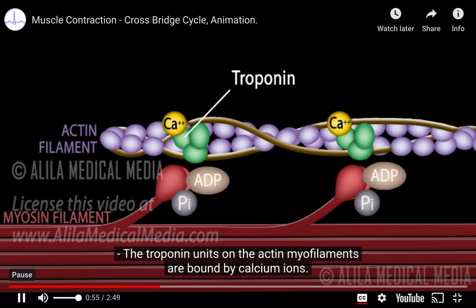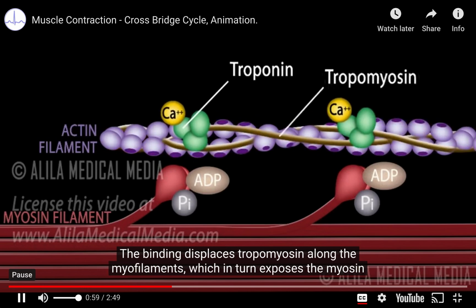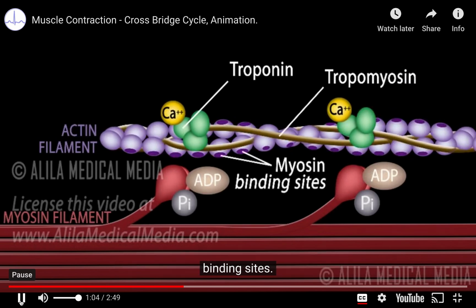Are bound by calcium ions. The binding displaces tropomyosin along the myofilaments, which in turn exposes the myosin binding sites.